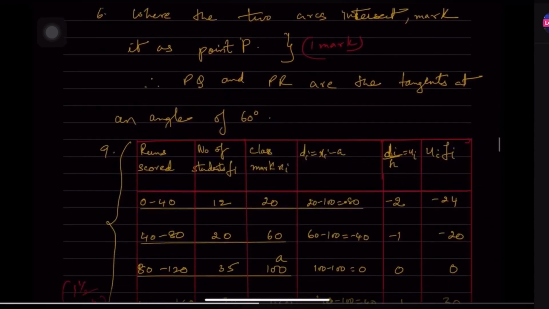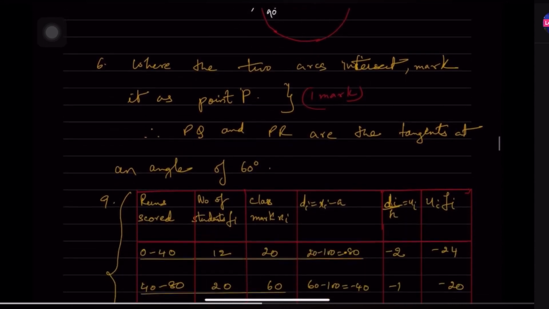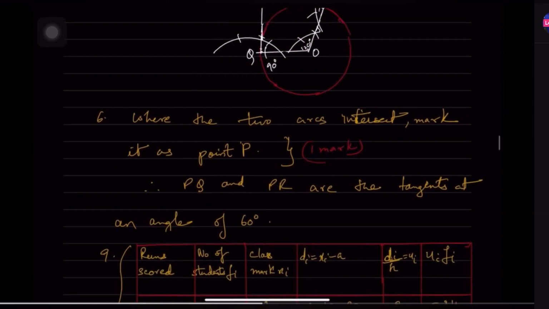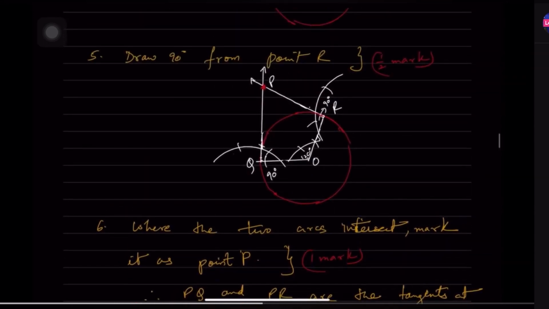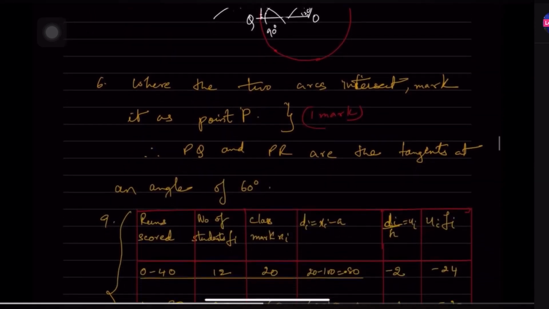These are the arcs you have to draw. Draw it in this way, whichever is the construction done over here. First you do 120, then from Q 90, from R 90, and extend both the lines. You intersect at the point P. So PQ and PR are the tangents at an angle of 60 degrees. So this is the way you have to construct this.